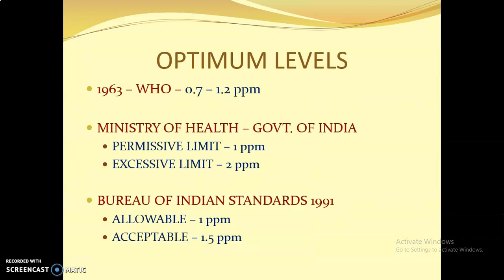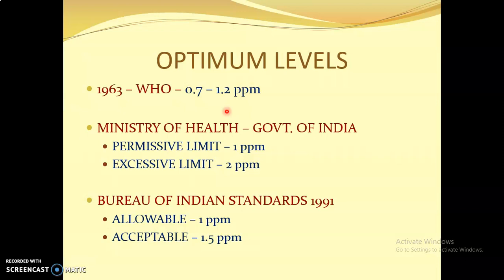Now coming to the optimum levels of fluoride in drinking water. The optimum levels according to the World Health Organization, 1963, are given as a range. Though it is called 1 ppm, there is always a range. Why there has to be a range is because water consumption is not the same in all places. Water consumption largely depends on climatic factors. You all know in a hot climate the consumption of water is more, and in a cold climate the consumption of water is very less.